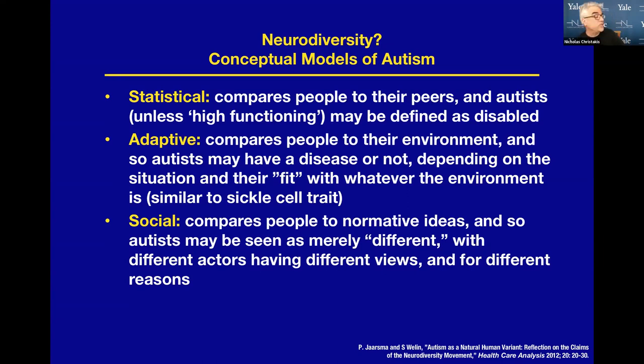Or the social standard compares people to normative ideas. And so autists may be seen as merely different, with different actors having different views and for different reasons. If you are autistic or your brother or sister are autistic, you might have a rather different perspective on this than someone else, let's say. And this matters because seeing autists as simply normal variants might mean no extra services for them, but seeing them as sick might lead to stigmatizing them.